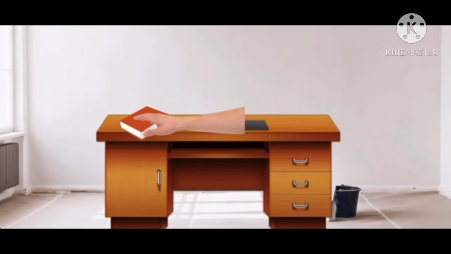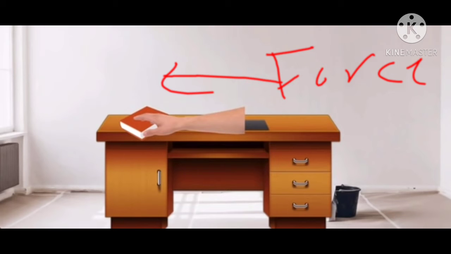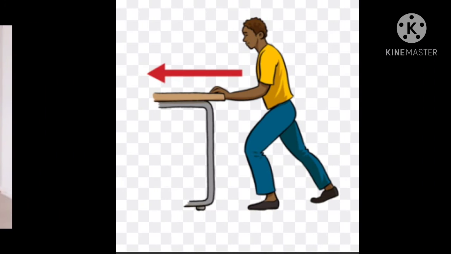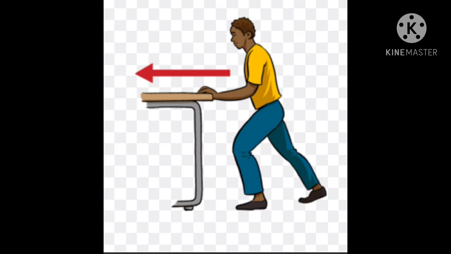Now observe the pictures. There is one book on the table. When a force is applied on the book, it is moved from one place to another place, point B. In the next picture, a person is pulling a table by applying force and it moves from point A to point B. Dear student, you know that when we apply force on a particular object, it moves from its place and we say that work is done.